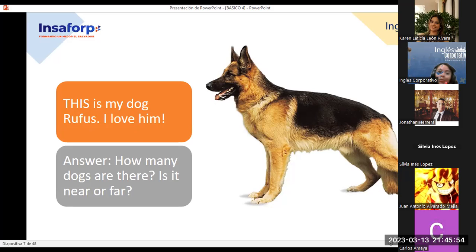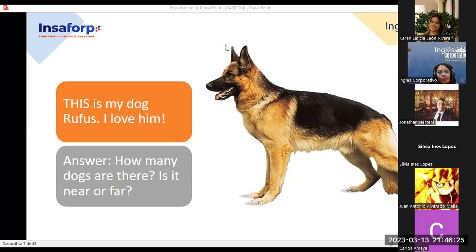How many dogs do you see in the picture? How many are there? One. There is only one, right? Is it near or far? ¿Está lejos o cerca? Near or far? Near. Exactly. It's near. So, utilizamos this cuando es uno y está cerca. This is my phone, this is my dog, this is my house, right? So only one. Look at the following.